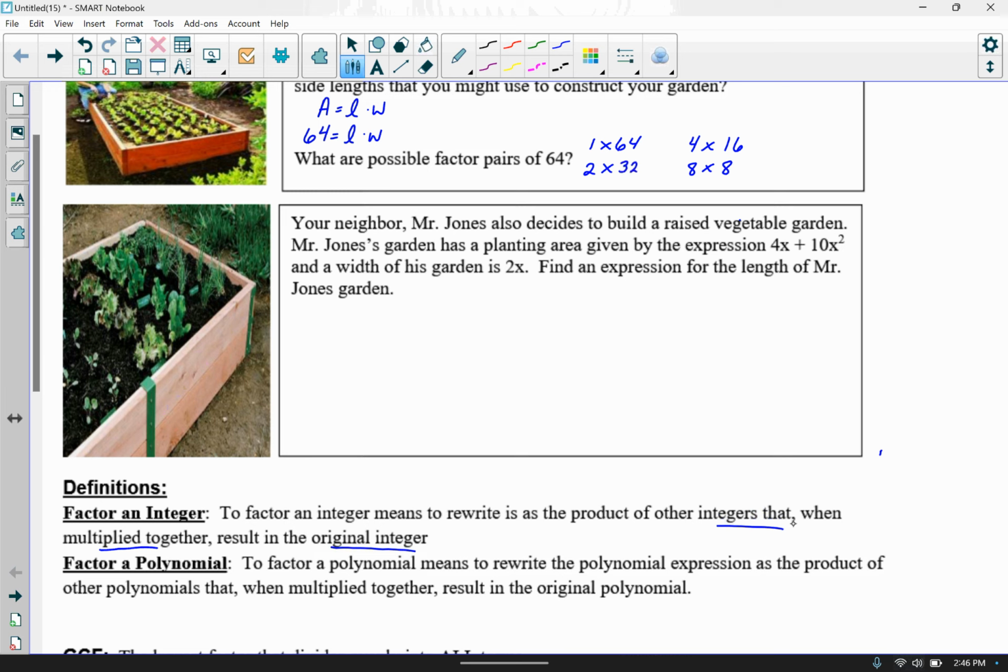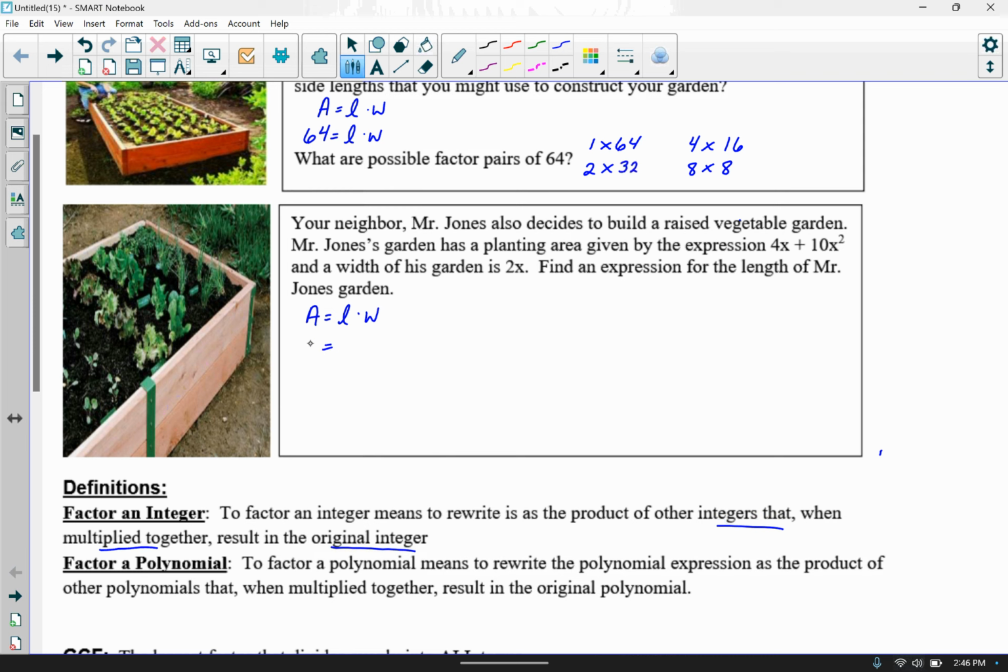So it says your neighbor, Mr. Jones, also decides to build a raised vegetable garden. His garden has a planting area that's given by this expression and a width of 2x. They want us to find the expression for his length. So the formula for area is still the same. Area equals length times width.